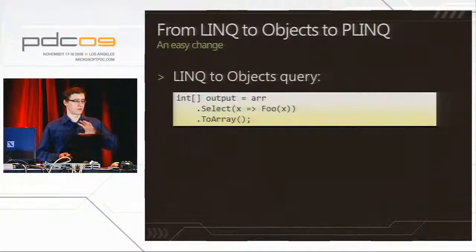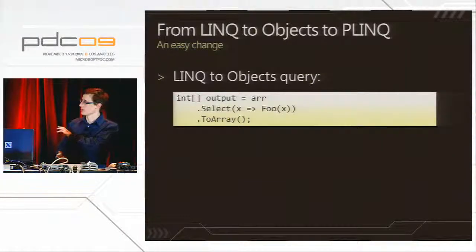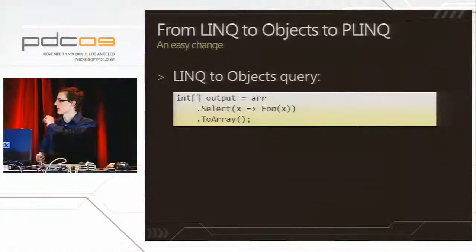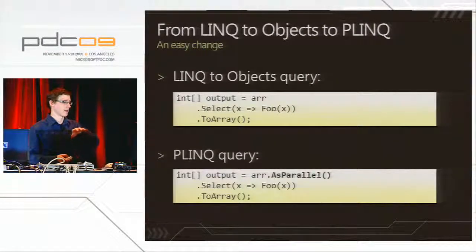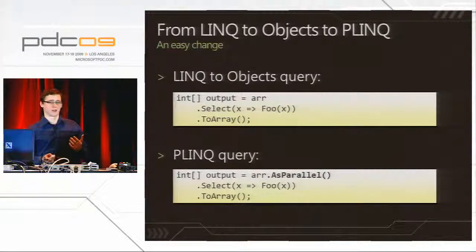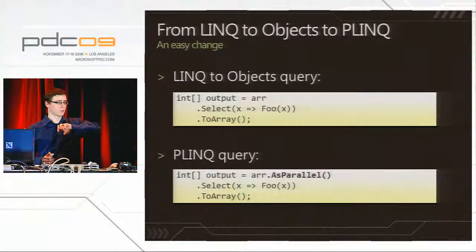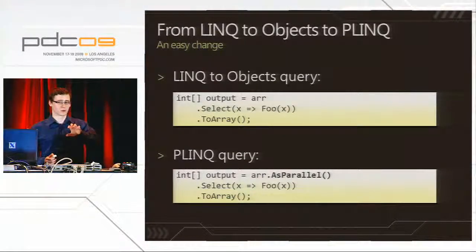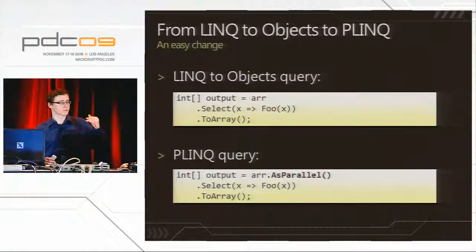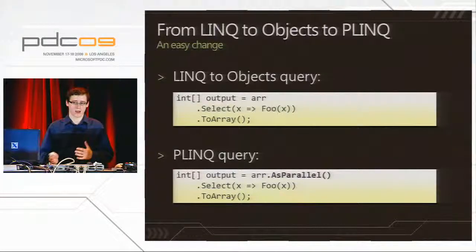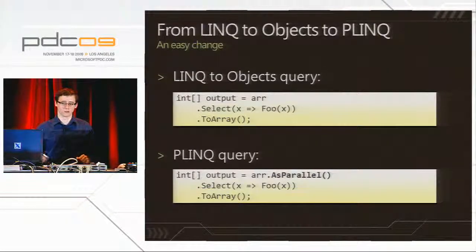And so if the foo function is expensive, you can take advantage of parallelism by running different invocations of the foo function on different threads. To do that, you can simply add AsParallel after the input data source. By doing that, you wrap the input array with a parallel query wrapper, and all of the operators that are chained afterwards will bind to the PLINQ overloads rather than to the LINQ to objects overloads.